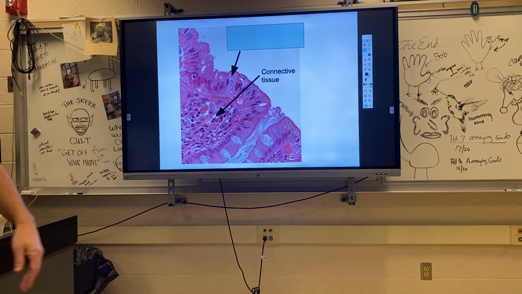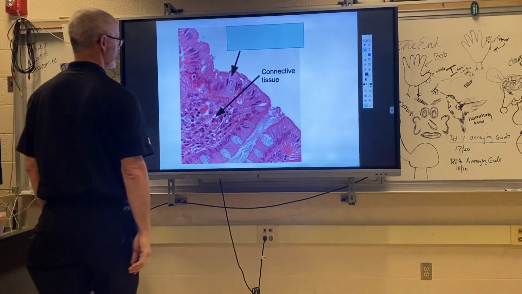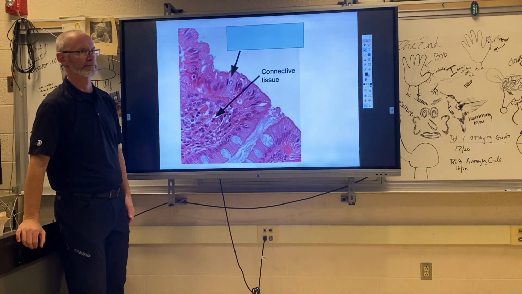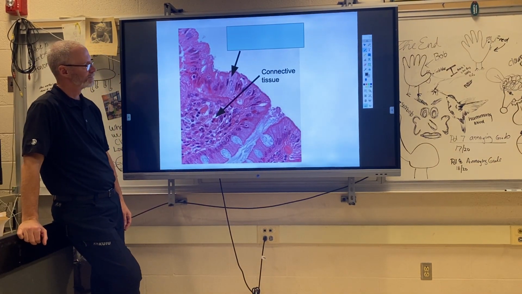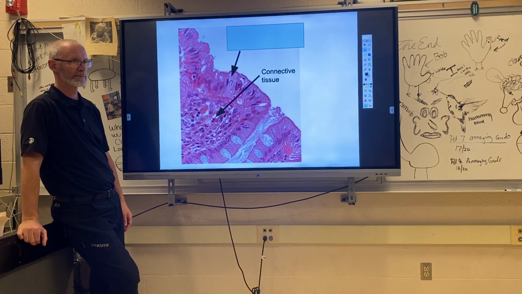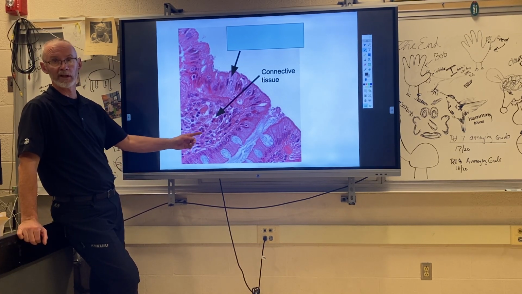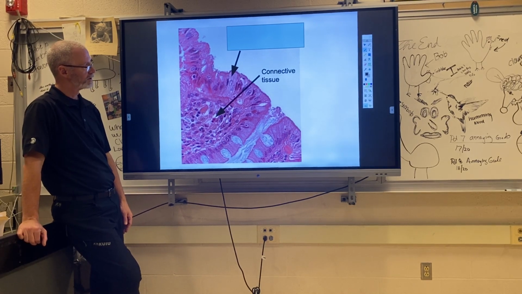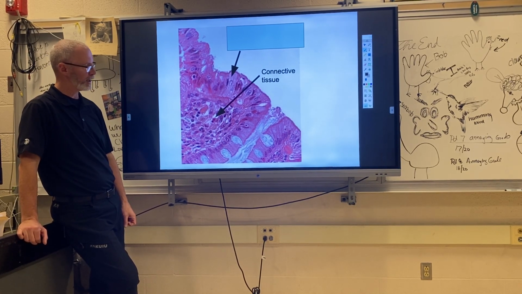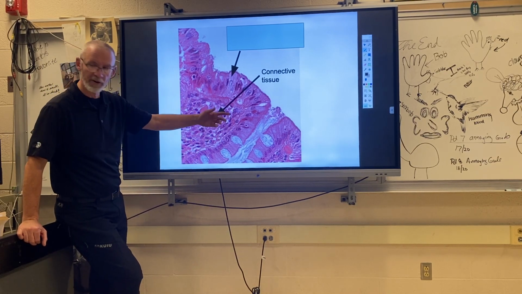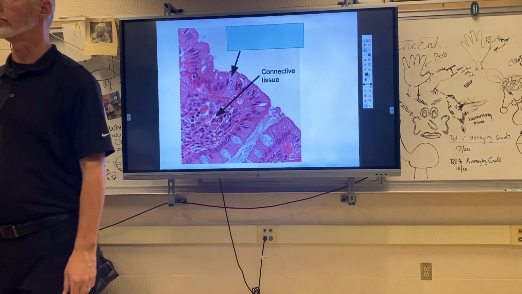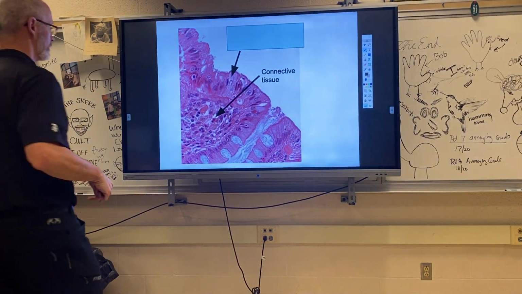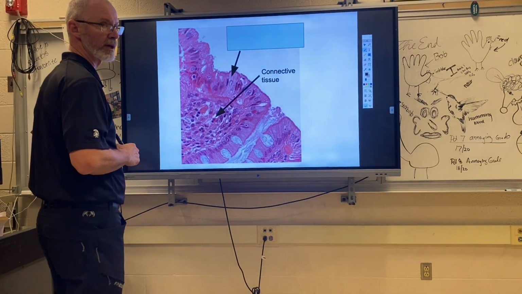Okay, I'm going with Bria on this one. What do you got here? This is pseudo-stratified columnar epithelium. It is not ciliated. There are no cilia on this one. Pseudo-stratified columnar epithelium is where you generally find goblet cells, so that's a good tip-off on the exam.